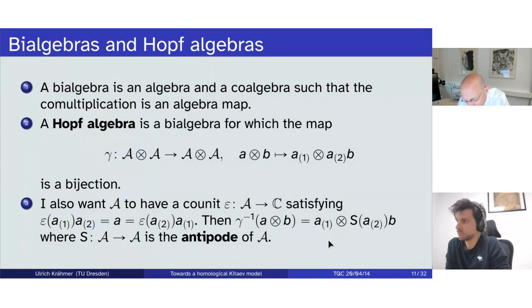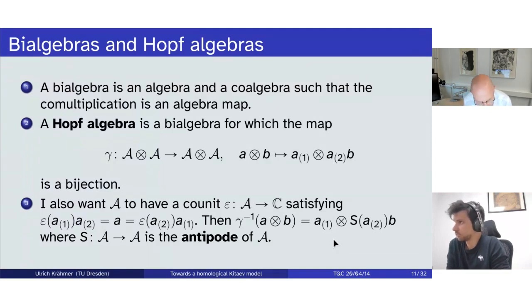And it's this gamma inverse, this map which sends A to A lower 1 tensor S of A lower 2, that features in many homological constructions. So in some sense, I would say this is a more fundamental map than the antipode itself. Okay, I mean for Hopf-algebras they're equivalent, right? One determines exactly the other.